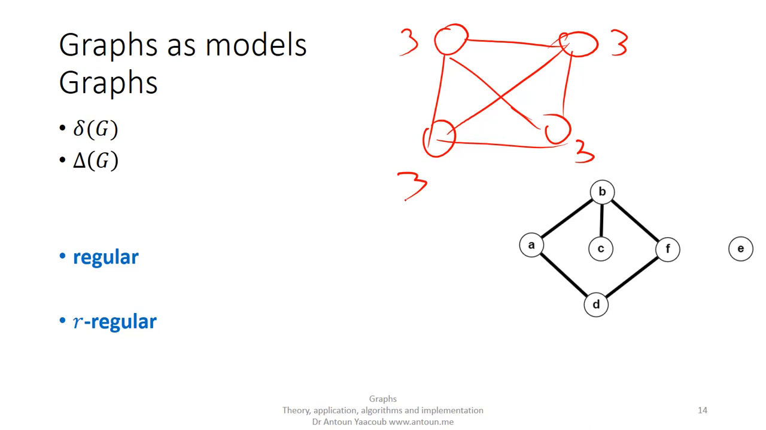We say that a graph is R-regular if all vertices are of degree R. So for example, this graph is 3-regular. Whenever we tell you to draw, for example, a 4-regular graph, you need all the vertices to have degree 4. This is very well known, and we'll use it a lot later in this course. Regular means that all the vertices have the same degree.